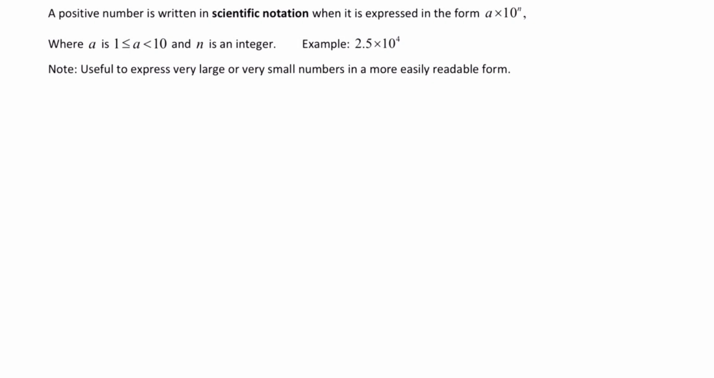In this video, we'll be looking at scientific notation. A positive number is written in scientific notation when it is expressed in the form a times 10 to the n. And notice a is between 1 and 10, where 1 is inclusive, but we have to be strictly less than 10. And n is an integer. For example, 2.5 times 10 to the fourth. Scientific notation is helpful when you're representing very big or very small numbers.